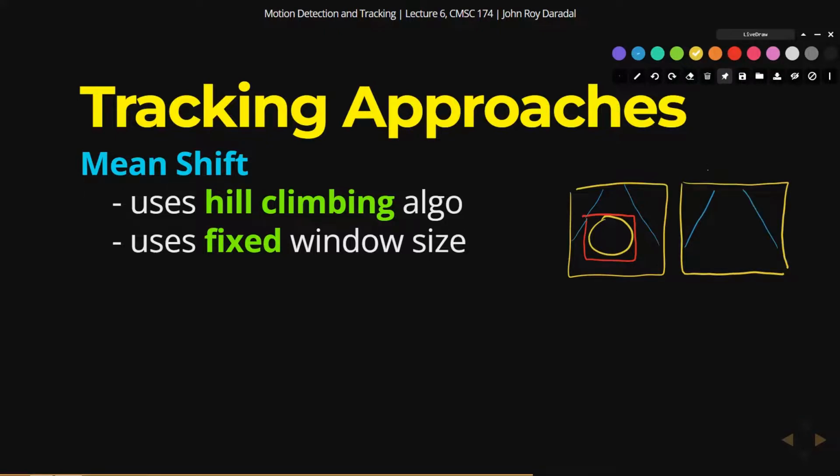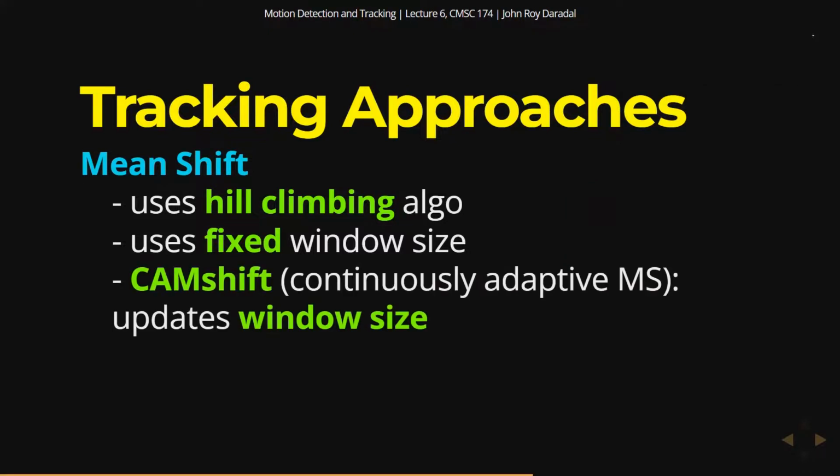Okay, what if the ball rolled backwards and is now somewhere here? Okay, so it's now small. For CAMshift, it will still use the same window size. We'll also see this later in the demo, but that's the basic idea.